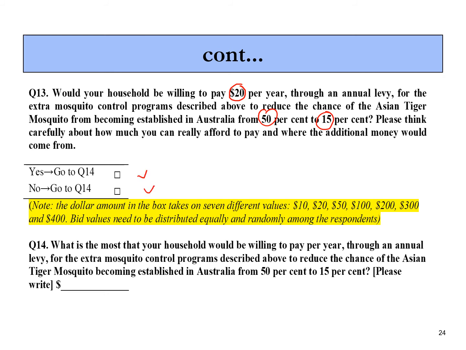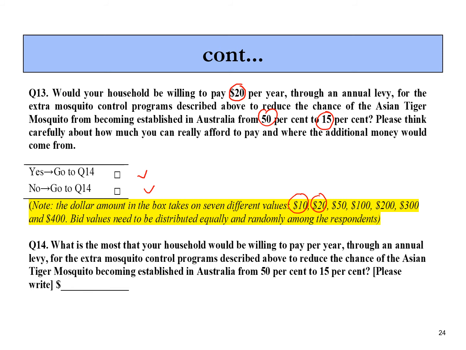In this question, what they did was give different values to different households. Certain households are given the value of $10, while certain households get the value of $20. It depends on the level of the household. Some households living in elite areas may be willing to pay higher amounts, so they are given a higher value.